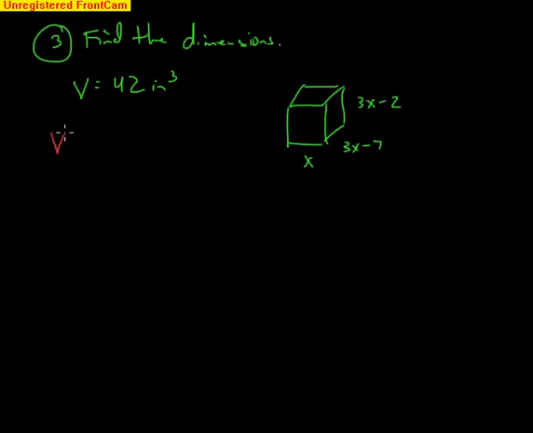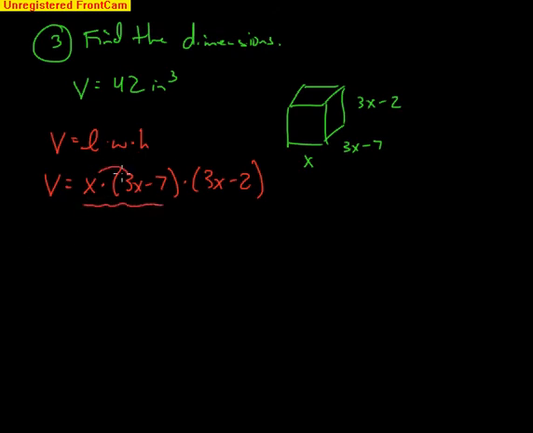To find the volume, we use the equation V equals length times width times height. We're going to multiply these three things together. Volume equals x times 3x minus 7 times 3x minus 2. First, I would work with the x and the 3x minus 7, and I would distribute and get 3x squared minus 7x. Bring down the 3x minus 2 and put the 3x squared minus 7x in parentheses and multiply them together.